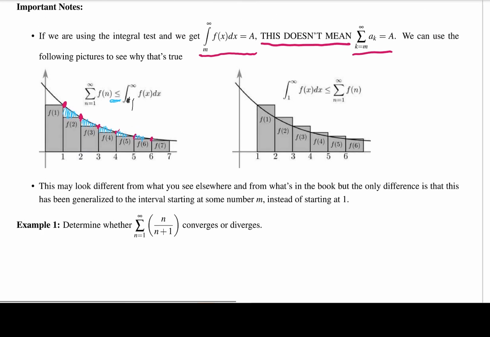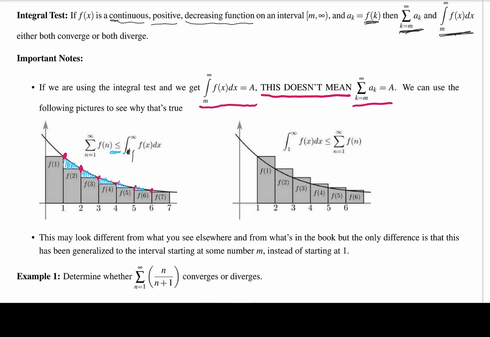Now, if you look in the book or maybe at other people's notes, you'll see that my integral test may look slightly different. The only difference should be that in the book they'll use k equals 1 right here, and m would be 1 right there. Right? That's the only difference. What I've done here is I've generalized this to where we can start at some number m instead of starting at 1.